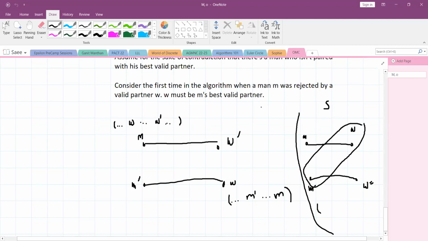Is the notation confusing? Should I name it something else? Maybe I should just say it again. We know that W wants to be with M prime more than M. What happens if M prime wants to be with W more than his current partner?